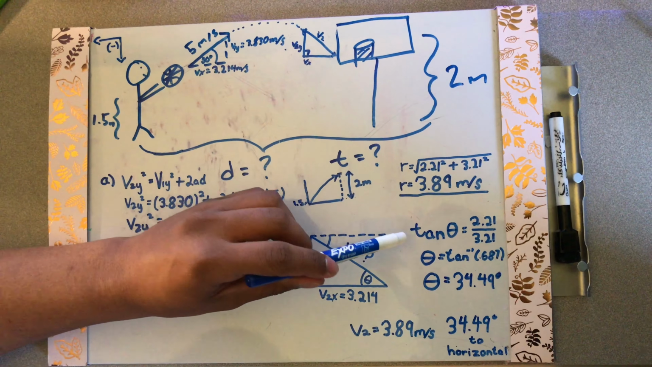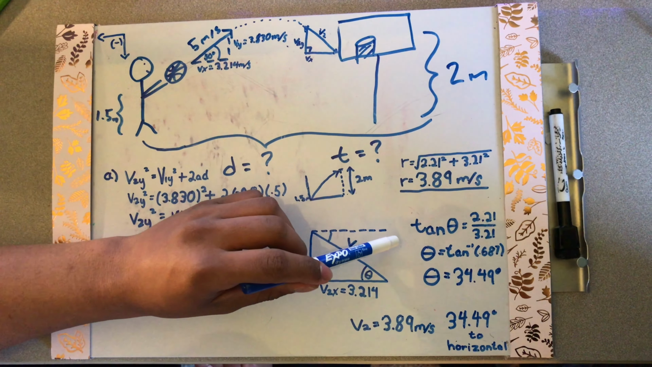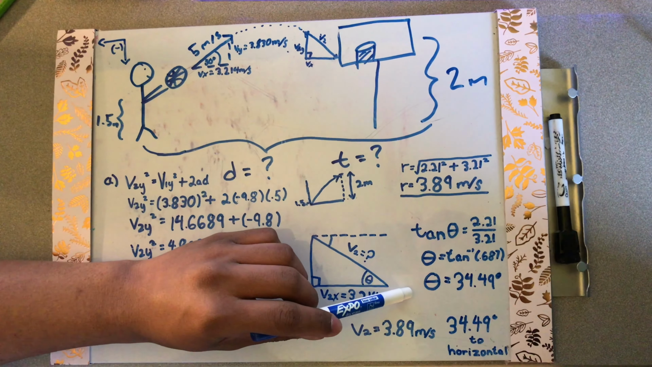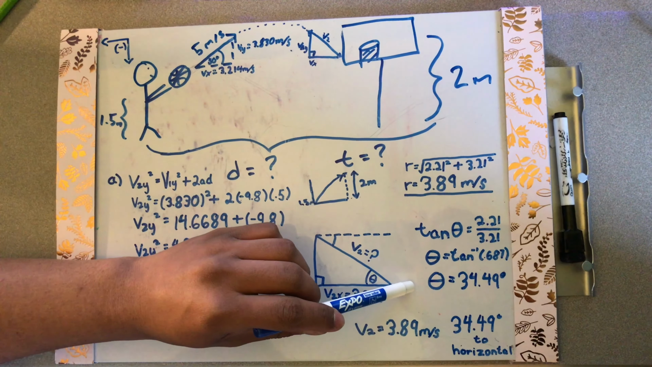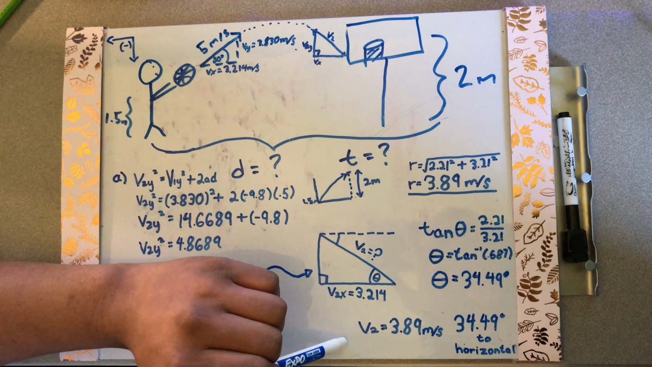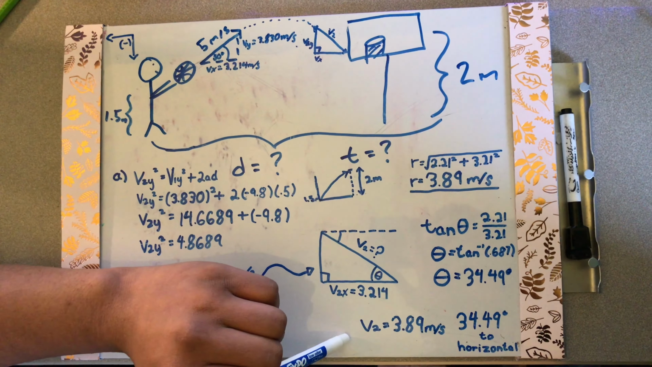So we used tan theta equals opposite over adjacent, which is 2.21 over 3.21. We got a value of 34.49 degrees. So our final answer is V2 equals 3.89 meters per second, 34.49 degrees to horizontal.